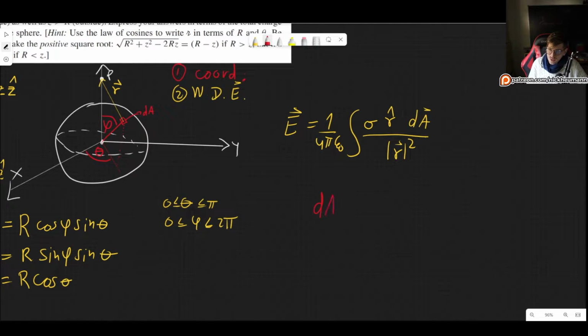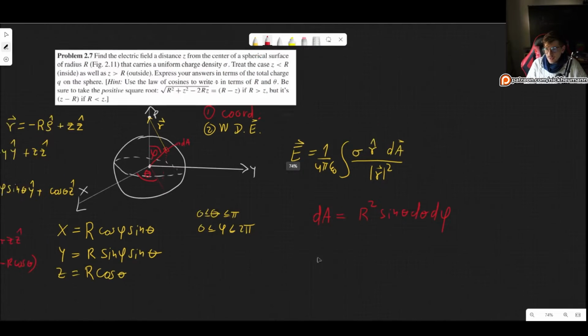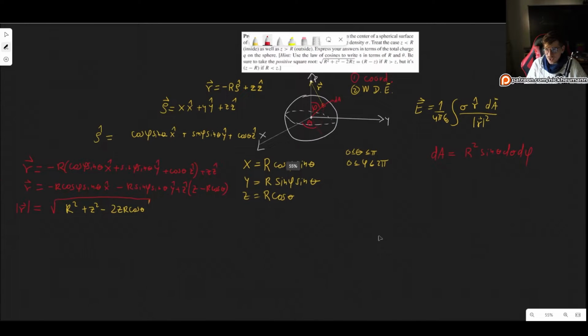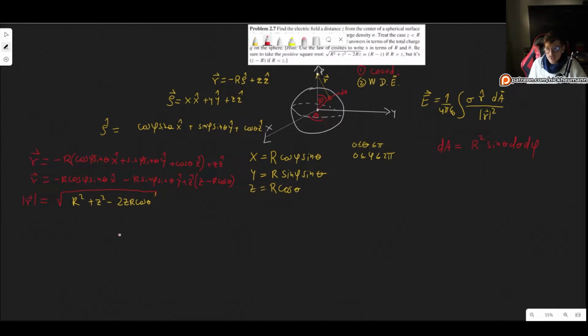So if we are integrating in a sphere, the unit area element is simply going to be r squared sine of theta d theta d phi, right? That's simply the area element in spherical coordinates, which you should have seen in your calculus classes before. Okay, so now let's plug all of this into the equation for the electric field. So the electric field will be 1 over 4 pi epsilon 0, and then we integrate both over theta and phi.